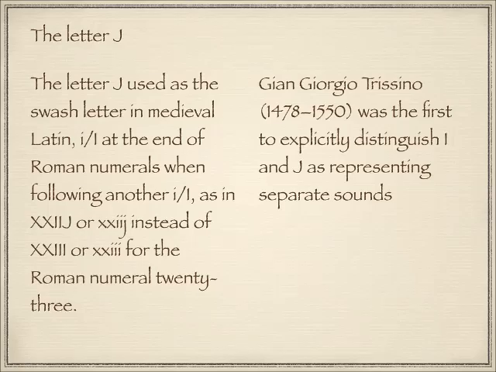So if you had a Roman numeral that ended in III, then they would change the last I to the J, to the swash, so that you knew you were at the end of something. It didn't have any special sound until this Italian author who lived between 1478 and 1550 was the first to explicitly distinguish the I and J as separate sounds. And there are J sounds in English, of course, in French, and so we begin to see it being used here in the 15th century. All those names in that list that start with J should start with a Y, with a Y sound.